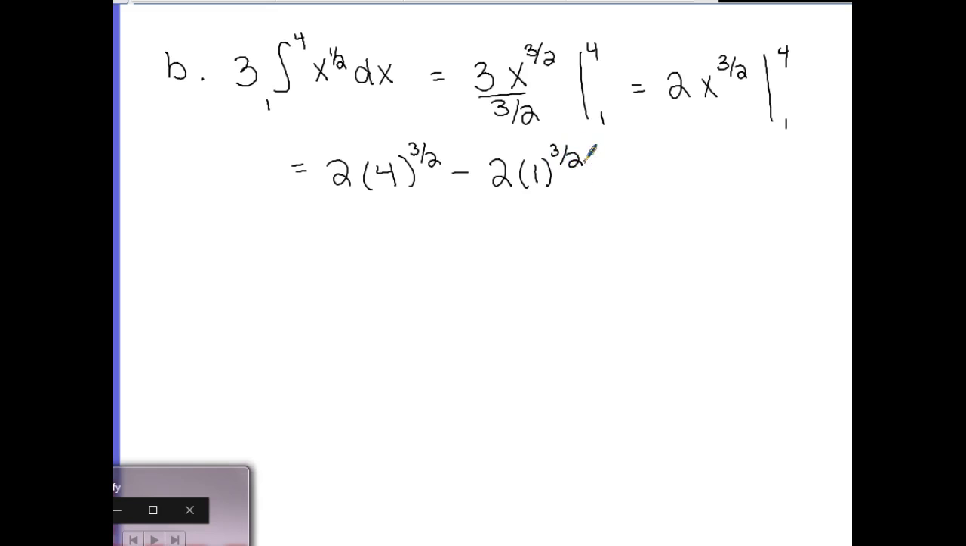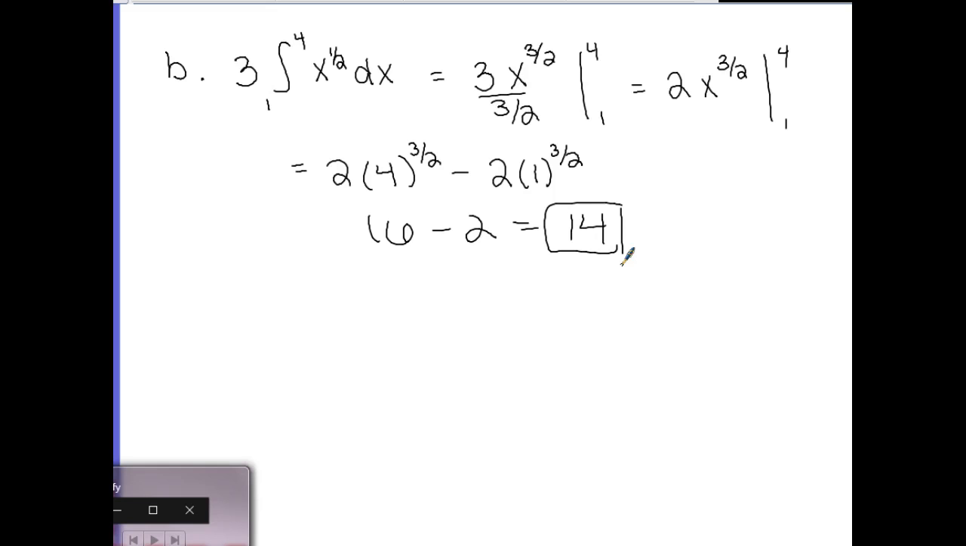So when you look at this, again, you would not use a calculator to do 4 to the 3/2. I would take the bottom part first, which is the square root of 4. So square root of 4 is 2. 2 cubed is 8. 8 times 2 is 16. 16 minus 2. That's a good number. Yeah, it's 2 times 7. No, it's not baseball. Okay.